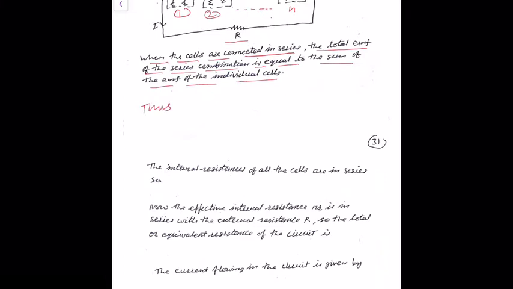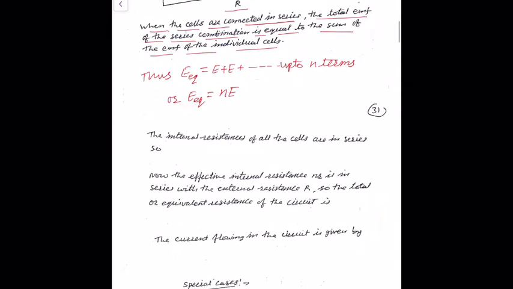Thus, E effective or E equivalent is equal to E plus E, up to n terms, or E equivalent is equal to n times E.